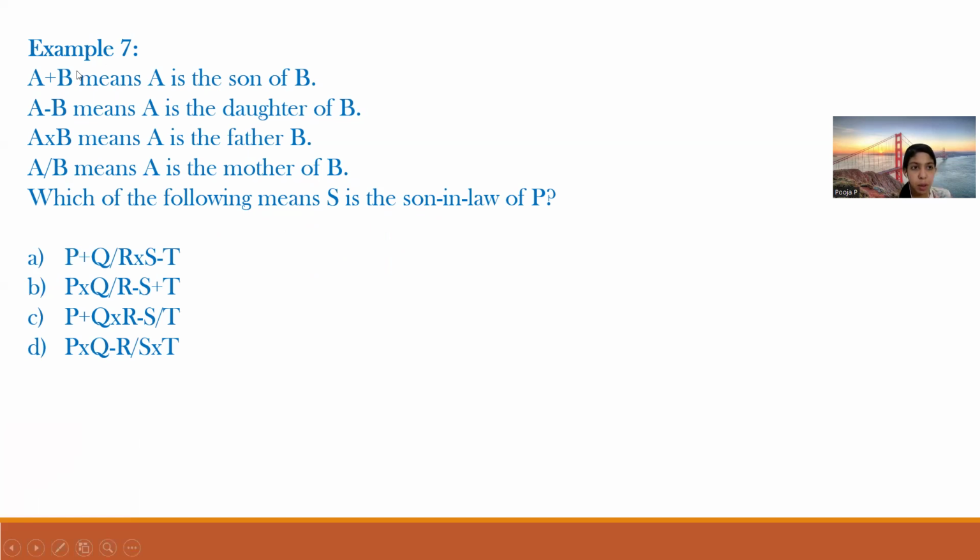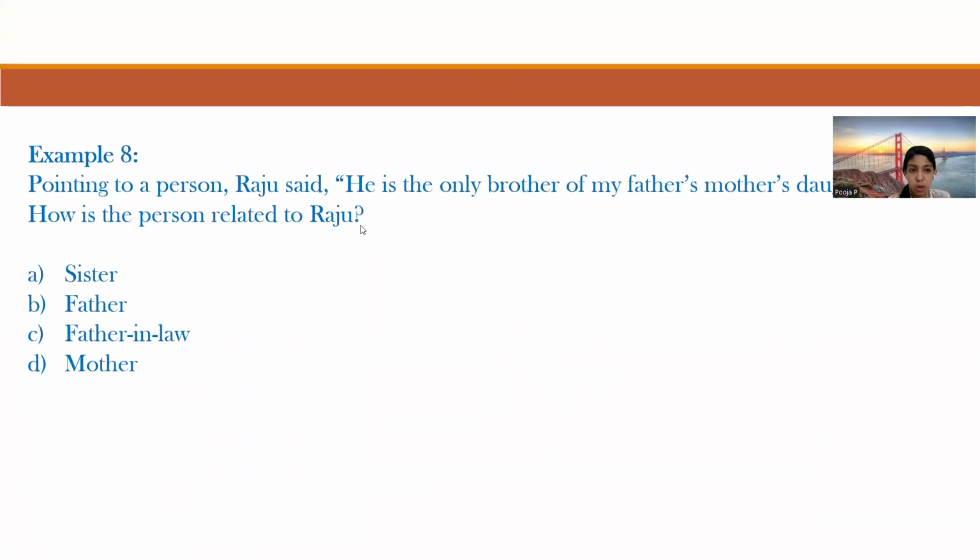So P plus Q. P plus Q means A plus B, A is the son of B. P is the son of Q. So you have P here. Oh, I'm so sorry.